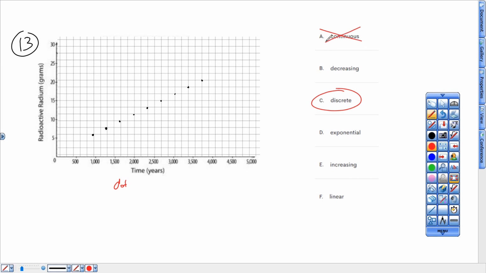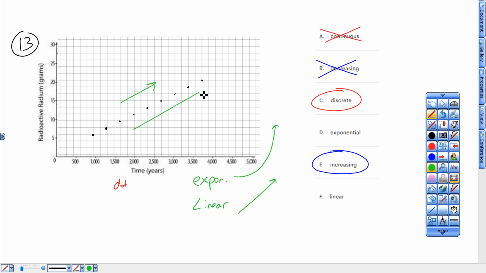All right, next category. Increasing, going uphill left to right, or decreasing, going downhill left to right. That data is increasing, going uphill. Would not say decreasing. And then my last category is exponential. If it's exponential, it curves. If it's linear, it's straight. So this is definitely straight line. That would be linear, so definitely not exponential. So that describes that data right there. Discrete, increasing, straight as an arrow, linear. All right, here we go. Next.